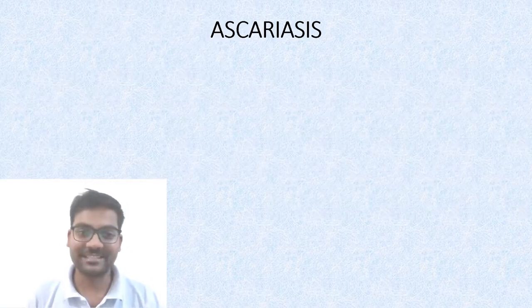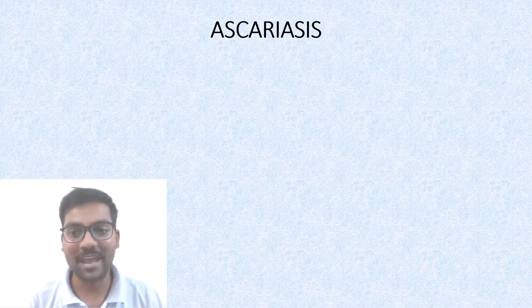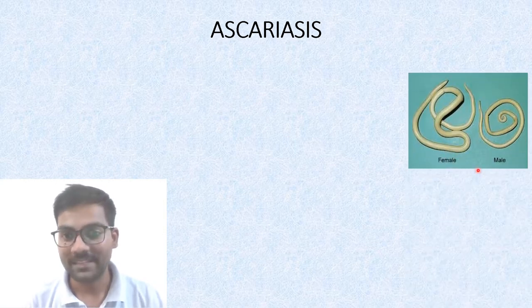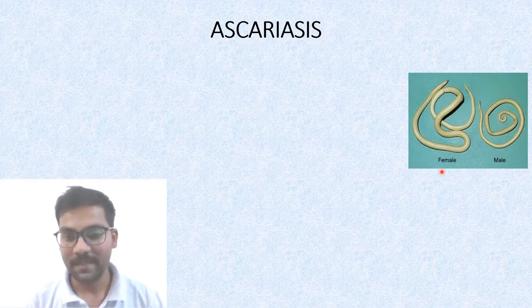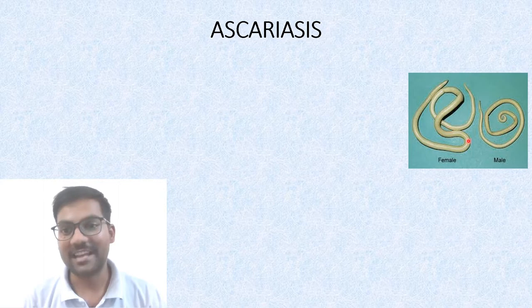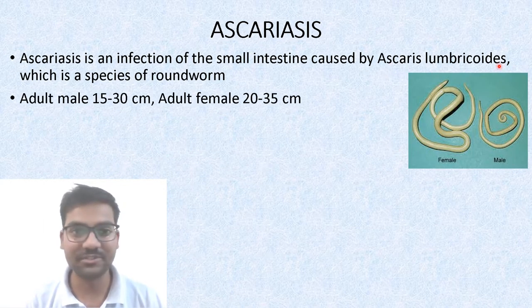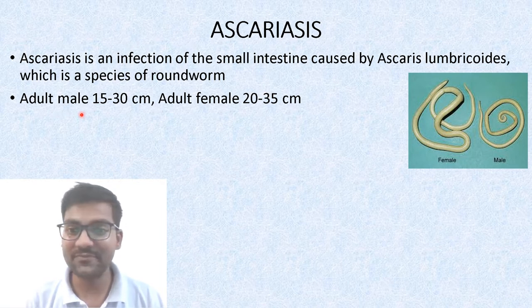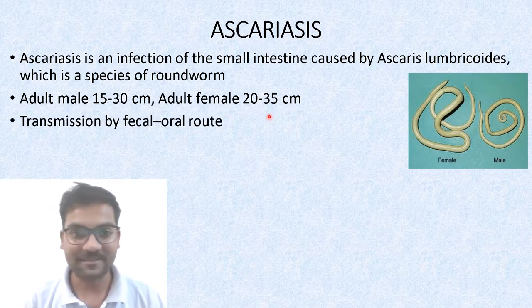Moving to ascariasis. What is ascariasis? It is caused by a roundworm, Ascaris lumbricoides. This is a diagram of Ascaris lumbricoides. It is present in the intestine of humans. The female Ascaris is larger compared to the male. Adult male is 15 to 30 cm in size, whereas adult female is larger, 20 to 35 cm in size.